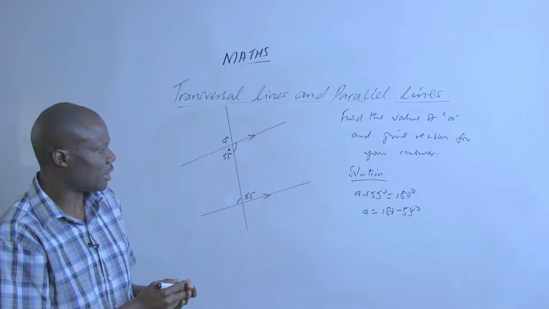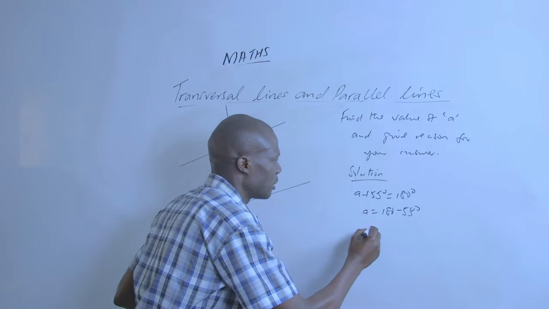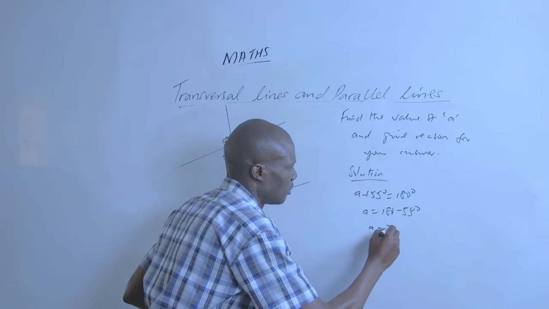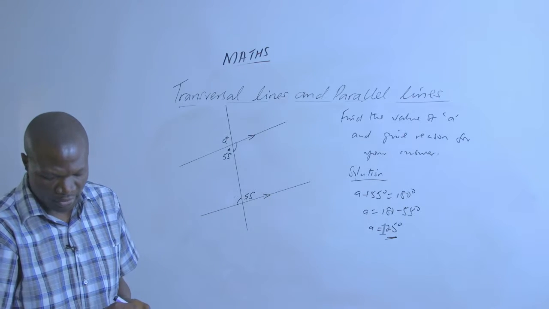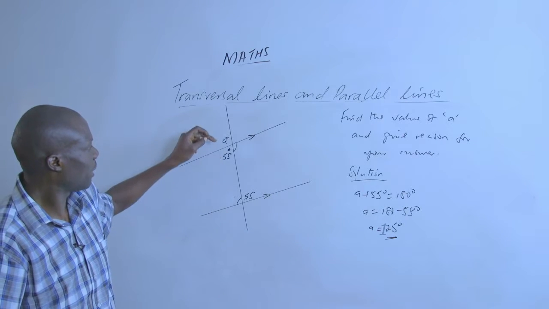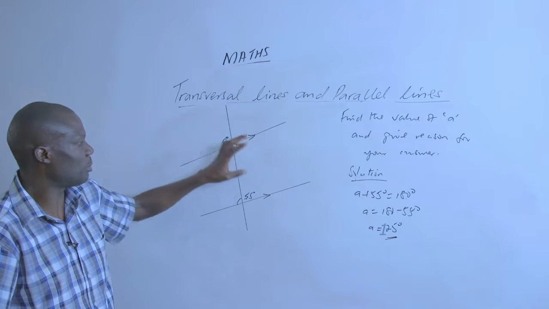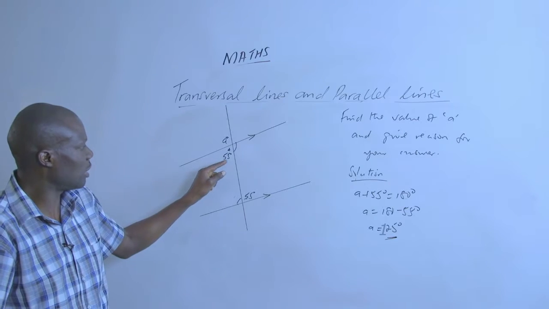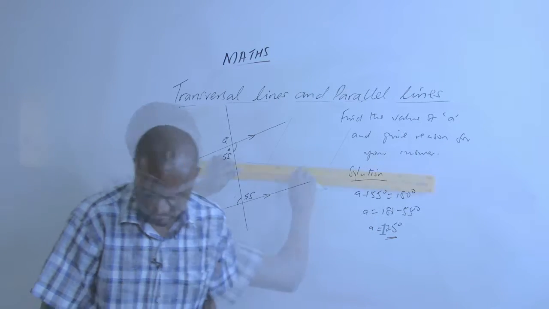So you'll notice that when you subtract that, A is 125 degrees. It is simply on the same straight line and it forms supplementary angles. However, the knowledge to get this 55 was because they are alternate angles.